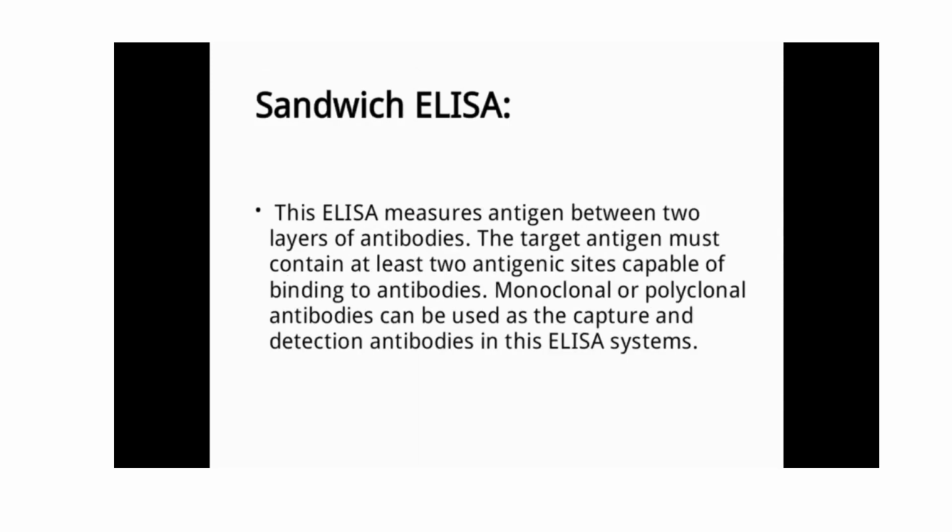Sandwich: the ELISA measures antigen between 2 layers of antibodies. The target antigen must contain at least 2 antigenic sites capable of binding to antibodies. Monoclonal or polyclonal antibodies can be used as capture and detection antibodies in the ELISA system.